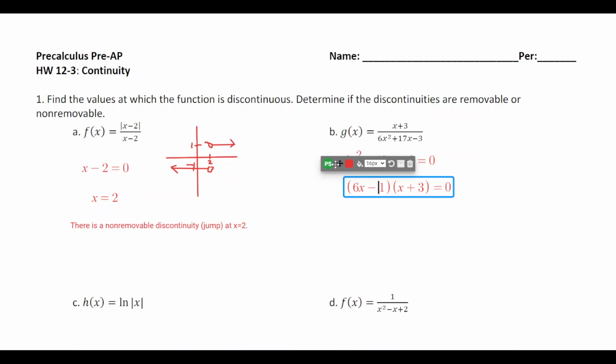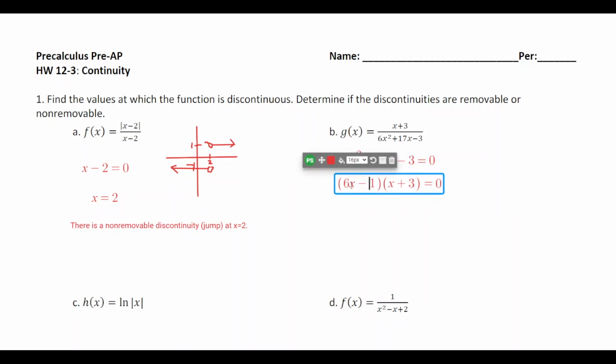So let's see here. We've got 6x squared, so that checks out for the first term. Negative 3 checks out for the last. Now for the middle, we've got 18 minus 1, so yeah, these will be our two factors here. That means we're going to have two places where this function is not continuous. One location is going to be at 1/6, and one location is going to be at negative 3.